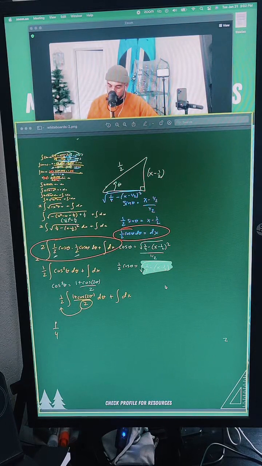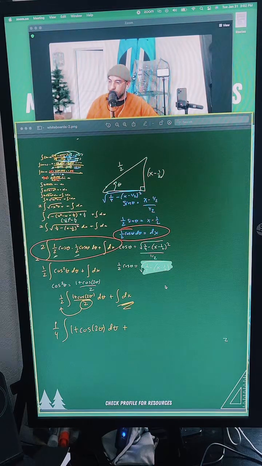All right, so let's go ahead and pull that 2 that's on the bottom out. So we have 1/4 integral of 1 plus cosine of 2 theta d theta plus, I'm just going to go ahead and take the integral of that last one. That's just going to be x.